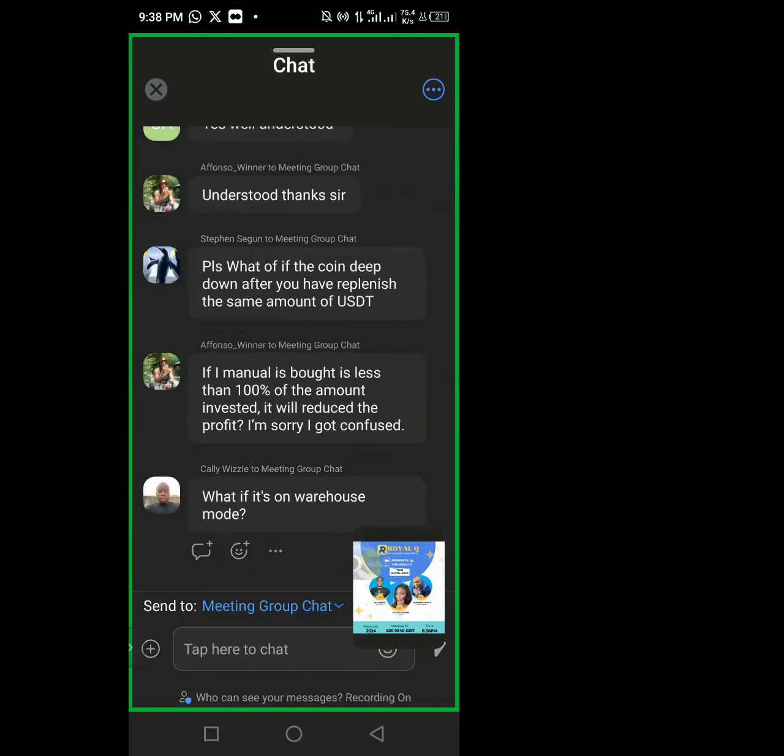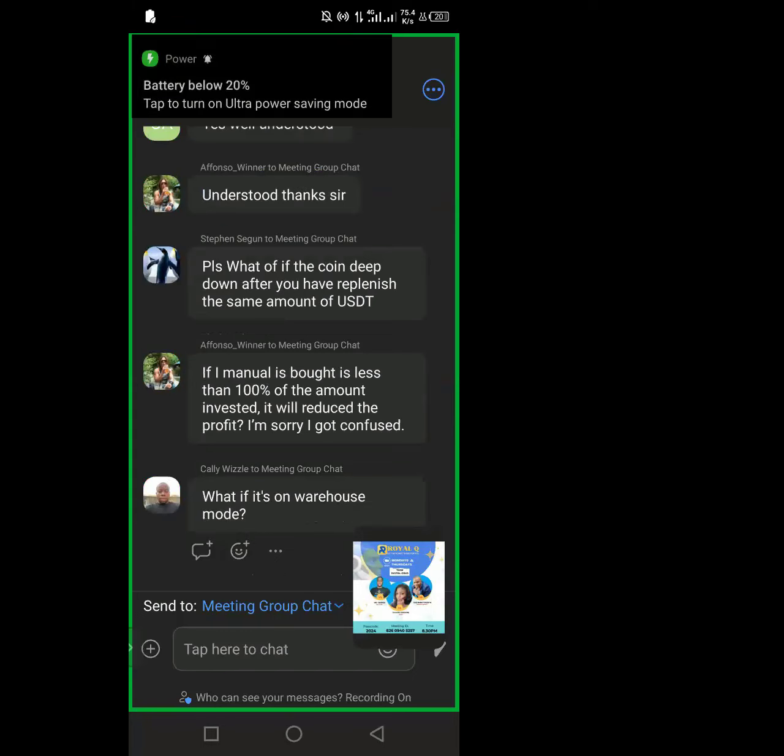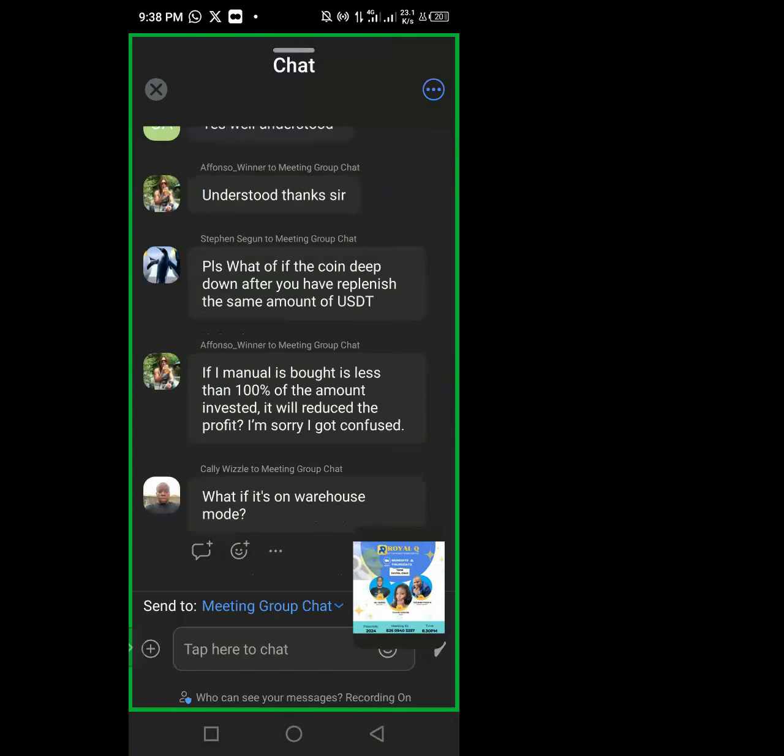Someone said, please, what if the coin dips down after you have replenished the same amount of USDT? Yes, if the coin dips down, the coin continues your margin calls. But you know that you have reduced the entry price by 50%. Even if the coin goes down, no problem, as long as you have checked the chart that the coin has been down for so long. So even if it goes down small, there's no issue. Your coin will continue the normal margin calls.